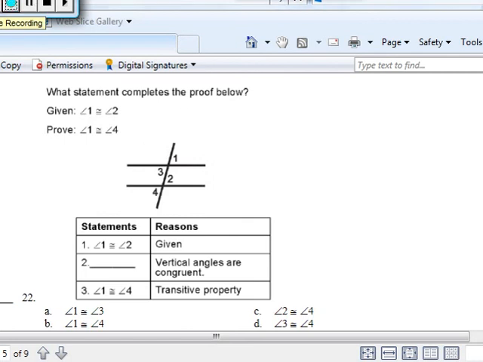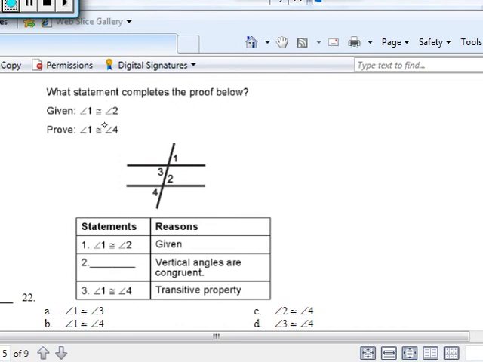Now here's your first proof. What statement completes the proof below? We are given that angle 1 is congruent to angle 2, and unfortunately for you, I gave you that step. Angle 1 is congruent to angle 2, given. We're also given, that's it.